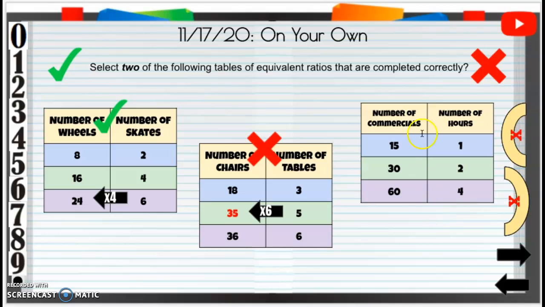All right, so let's hope this last one works. I know 1 times 15 is going to be 15. So I should be able to move down the whole thing, multiplying by 15. All right, so is 2 times 15 30? Yes, it is. How about 4 times 15? Is that 60? Yeah, it is. So that is it for the on your own. And you have selected 2 that are correct, so great job.